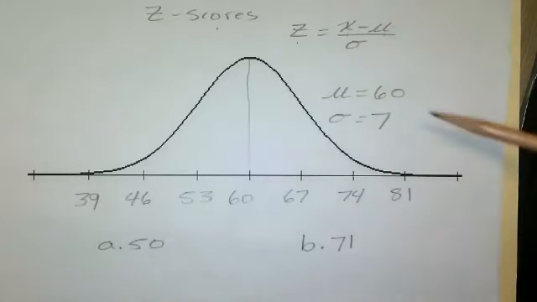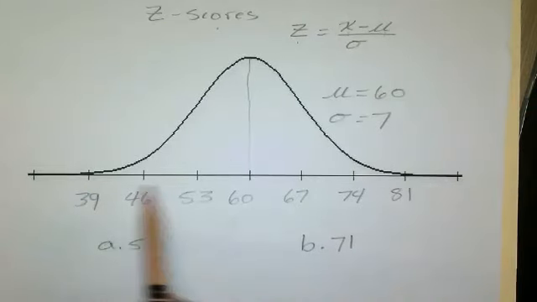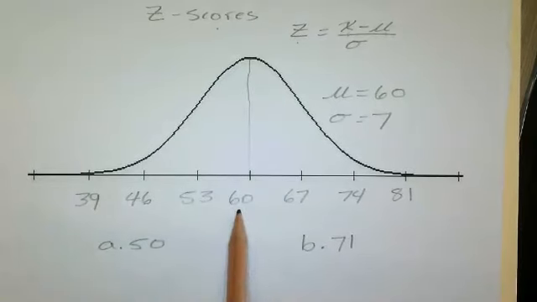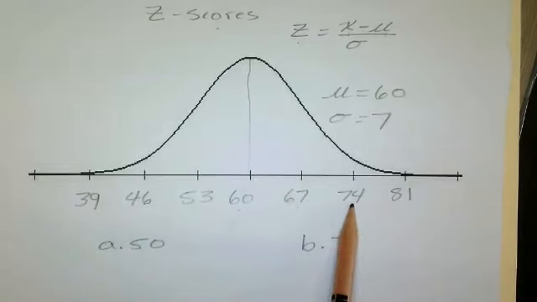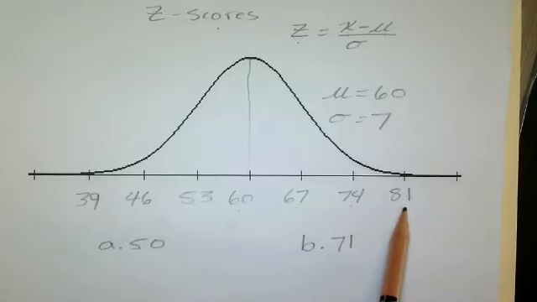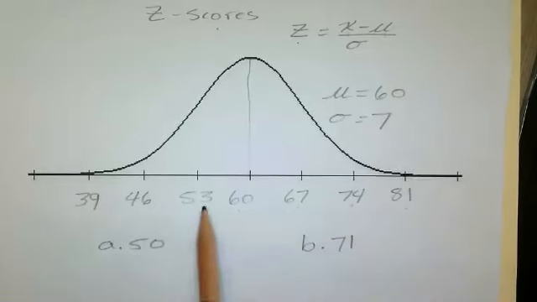So for this problem, my mean is 60 and my standard deviation is 7. So I've gone through here and collected my numbers. 60 was the mean, 1 standard deviation plus 7, 2 standard deviations plus another 7, 3 standard deviations above, and then 3 below.